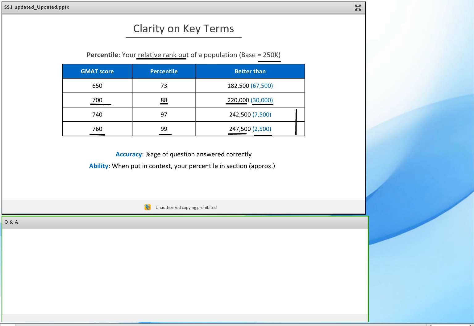So again, remember the terms. What is percentile? It's a relative rank. What is accuracy? It's a percentage. It doesn't have any ranking in context. And ability is very similar to percentile. It has a relative rank when put in context. Because you're going to use these terms frequently on the GMAT. Now, what the GMAT really tests is your relative rank or your percentile or your ability.